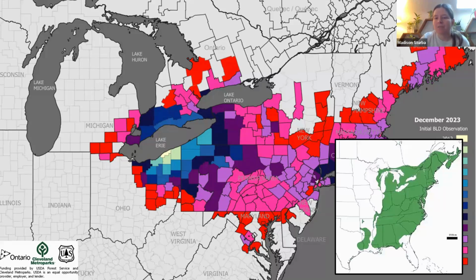Everything in green on this map to the right shows the native range of beech trees in North America. And we can see that beech leaf disease is spreading quite quickly throughout this range. It's not everywhere throughout this range yet, but it does have the potential to keep spreading further and further.